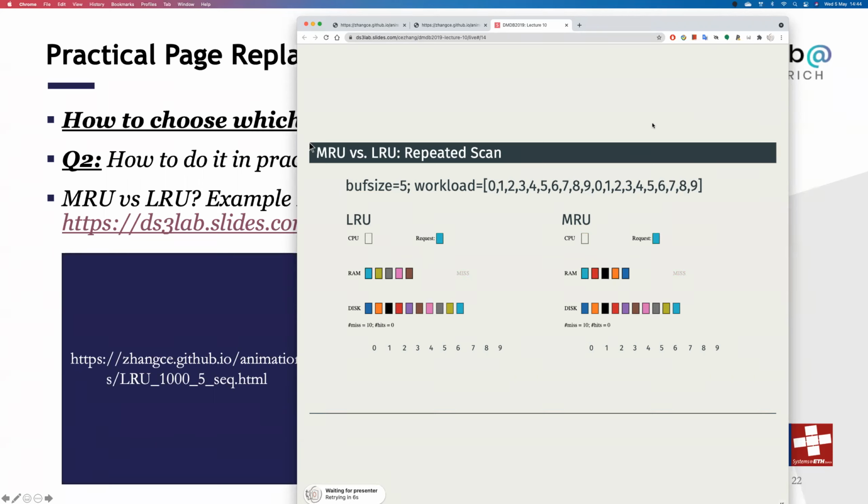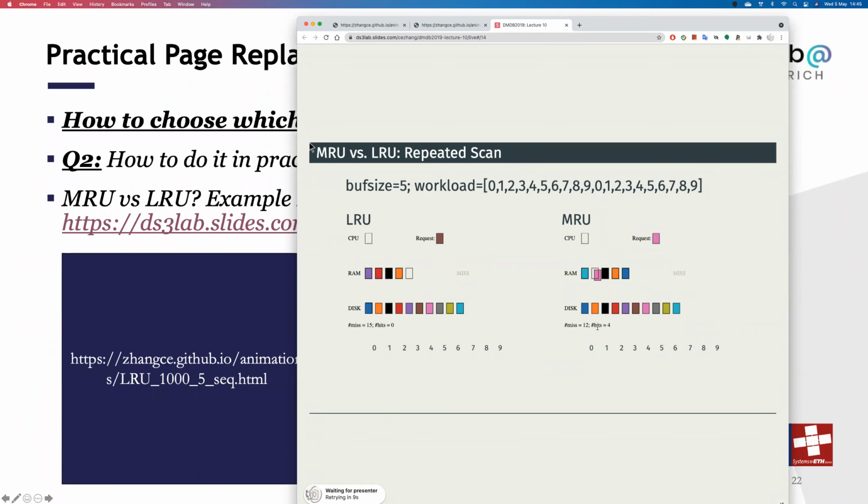Then I repeat, starting from the blue one, and here we start to see a difference. For MRU, the blue page is always in my buffer. For the first 4 accesses in the second sequential scan, I do not have a cache miss in MRU. On the other hand, I always pay 1 IO for LRU. You can see the difference when you compare these two numbers, the number of misses for LRU and MRU. This is one workload in which MRU makes more sense compared with LRU.